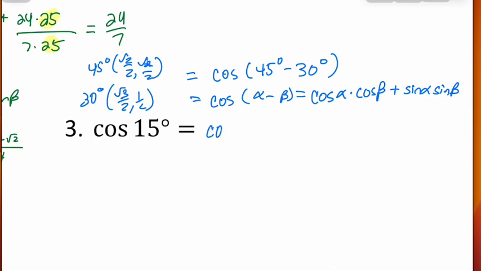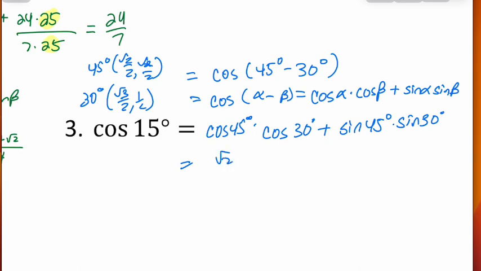We get the cosine of 45 times the cosine of 30 plus the sine of 45 times the sine of 30. Now, many of our answers are going to look very, very similar. They might have the same exact numbers, but maybe one will have all positives and one might have a plus and a minus, but you're going to see a lot of repeats as far as how these look. Okay, so cosine of 45, square root of 2 over 2. Cosine of 30 is square root of 3 over 2. Sine of 45, square root of 2 over 2. Sine of 30 is 1/2.